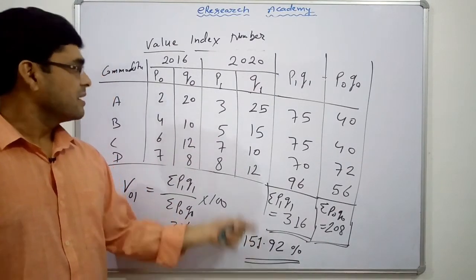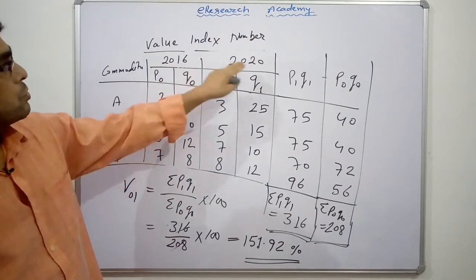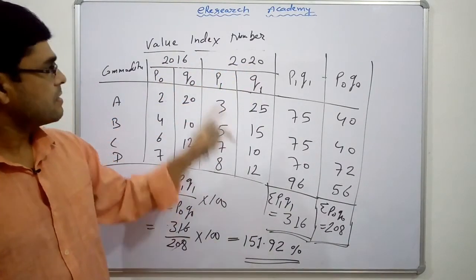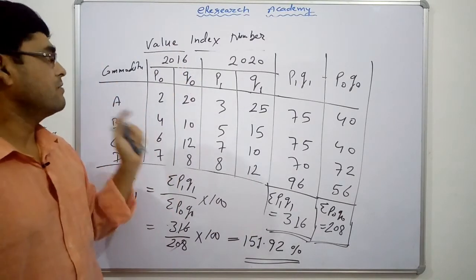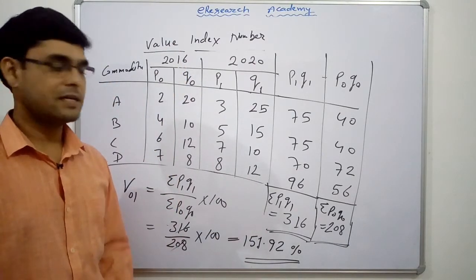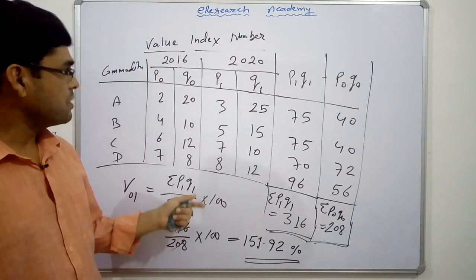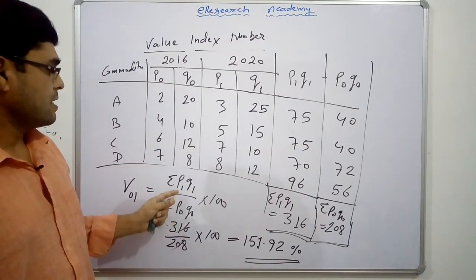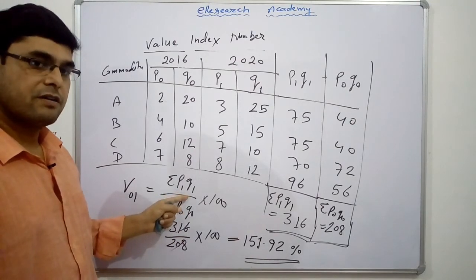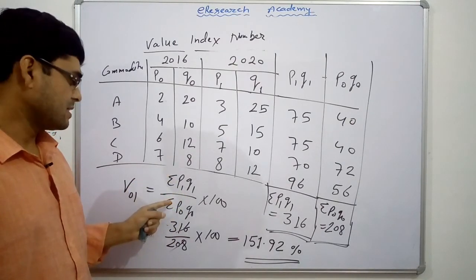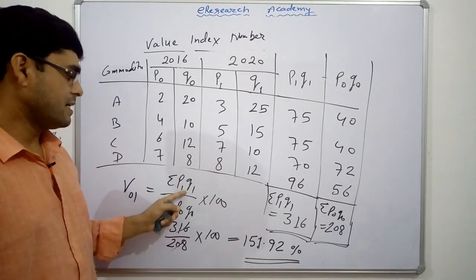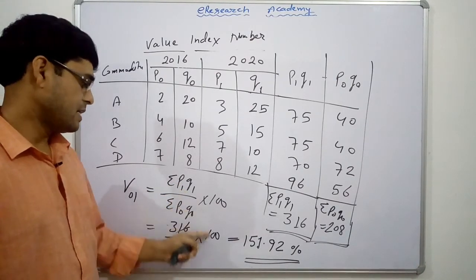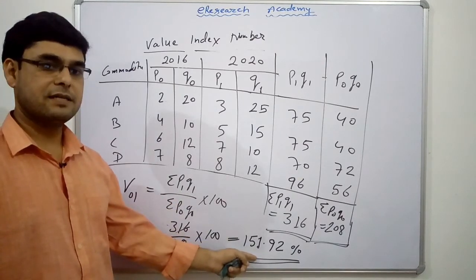From 2016 to 2020 there is an increment of 51.92% in the value index, or in the absolute value of the commodities. So friends, this is the way we construct the value index. It is simply the multiplication of price and quantity for both years, and then we divide the current year's value by the base year's value, and it gives us the value index.